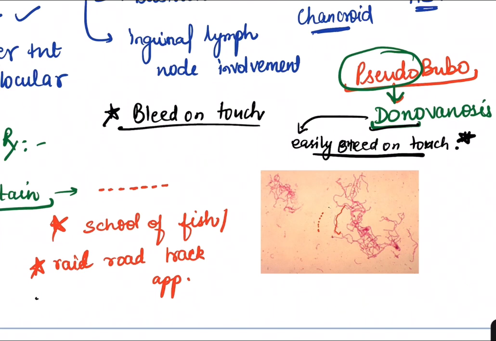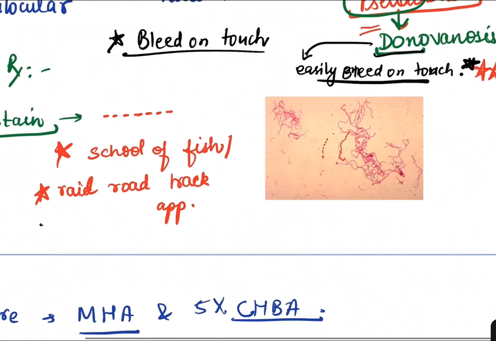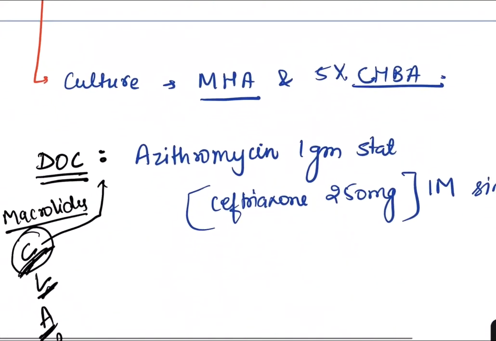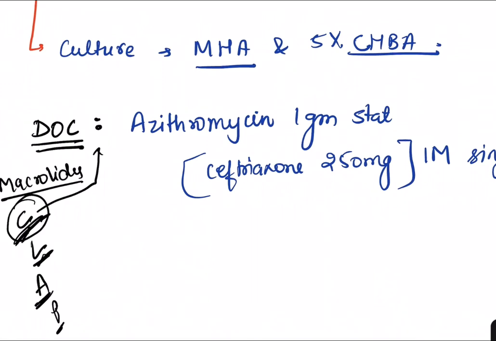So whenever in a question you see that the ulcer is easily bleed on touch, it means that it is donovanosis. Please remember it is donovanosis. And while chancroid also used to bleed on touch, in chancroid there is bubo, and in donovanosis there is pseudobubo. There is no inguinal lymph node involvement in donovanosis. I hope this one is clear. I hope the chancroid disease will be clear to everyone up to the treatment.